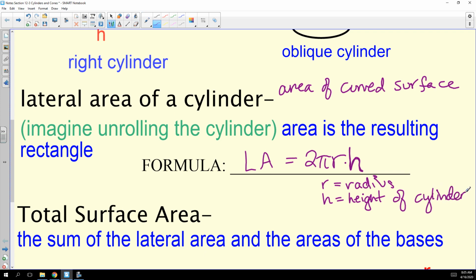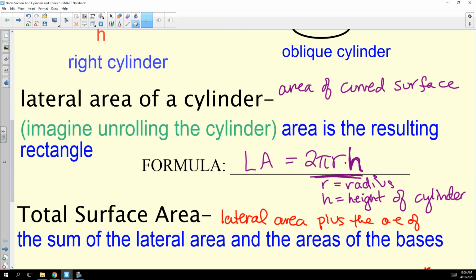Okay, sometimes just to give students a mnemonic device to try to remember, I'll say, okay, 2 pi's are hot. Maybe that's a good mnemonic device, hopefully, to remember the lateral area of a cylinder. So total surface area of a cylinder is going to be the lateral area plus the area of the two bases. So total surface area is the sum of the lateral area and the area of the bases.